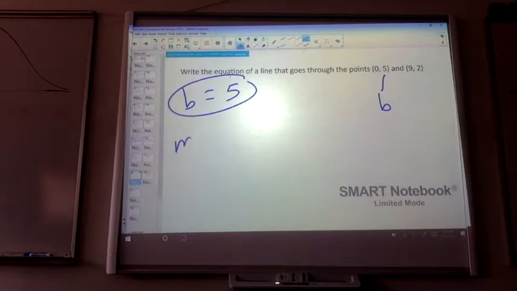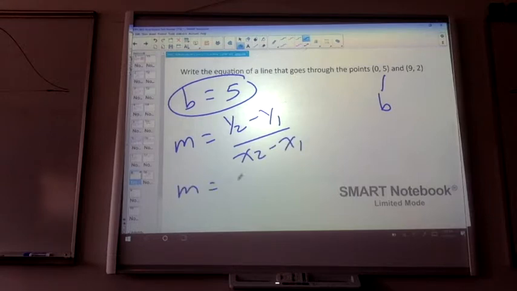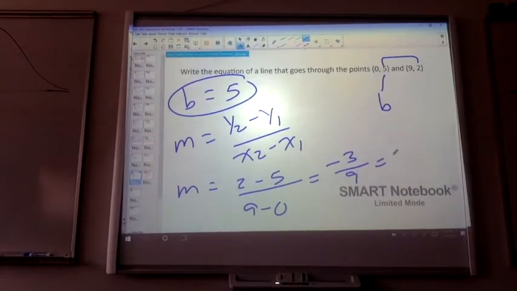And then we said, hey, we need to know what the slope is. Okay, so my slope is, let's see, 2 minus 5, is that right? Yeah. So 2 minus 5, and then 9 minus 0. Negative 3 over what? Negative 9. Can I reduce that? Yeah. So 1/3.